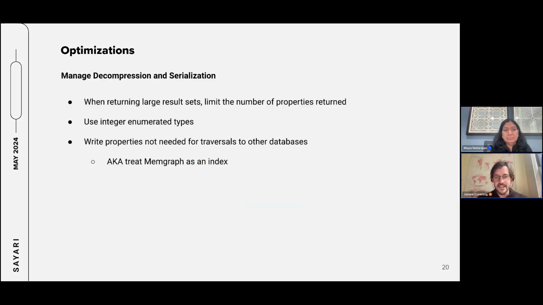And then finally, this is my last slide, I promise. Manage decompression and serialization. This is the type of thing that doesn't really matter if you're just looking at small subsets, because decompression and serialization is very fast. But if you're doing it millions of times, it becomes very slow. So we've been experimenting a lot with integer enumerated types. I think Memgraph is working on enumerated types natively, so that'll make this even easier. And then again, don't store everything in Memgraph. Only return the properties that you need, etc.